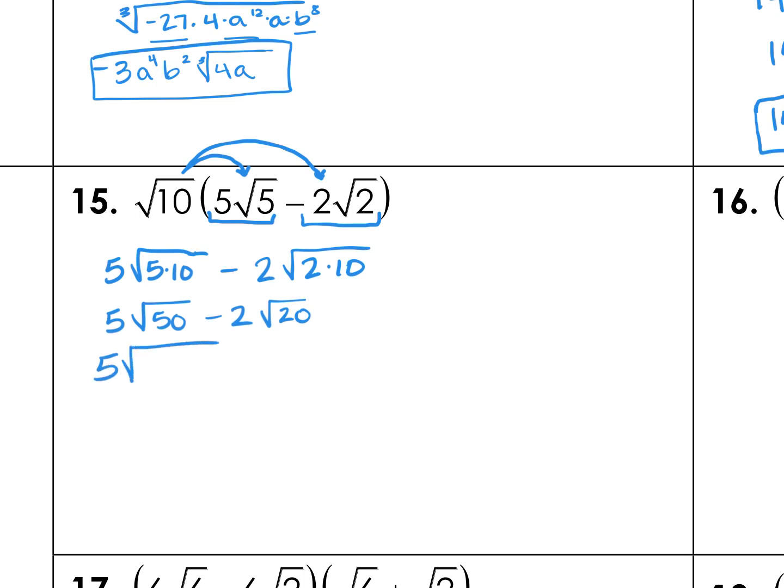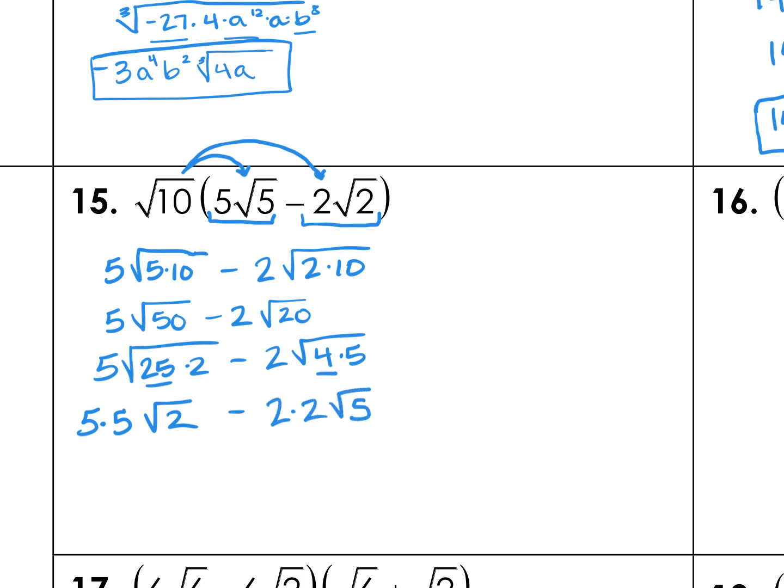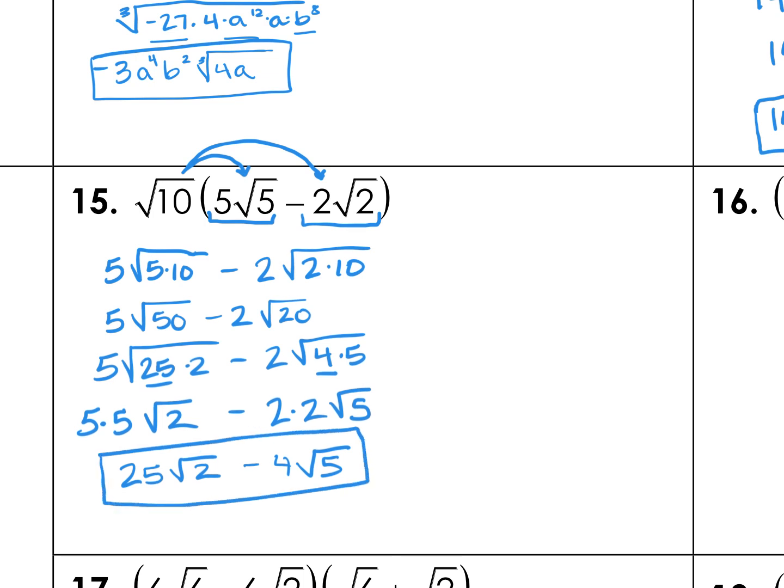So square root of 50 is 25 times 2. Square root of 20 is 4 times 5. So square root of 25 is 5, so this comes out as 5 times 5 times the square root of 2. 4 is a perfect square, so that's 2 times the square root of 5. Simplify. And notice that we have square root of 2 and square root of 5, which are not the same, so that means we are done in that step.